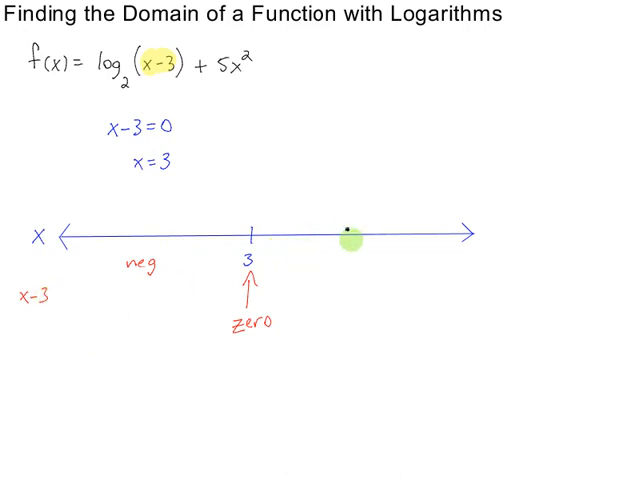So every x value in this region is going to make x minus 3 negative. If I plug in a number bigger than 3 for x, a number bigger than 3 minus 3, of course, is positive. So any number for x in this region, bigger than 3, will make x minus 3 positive.